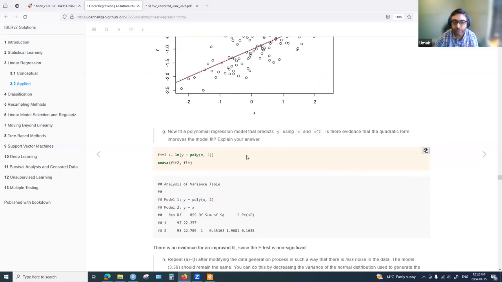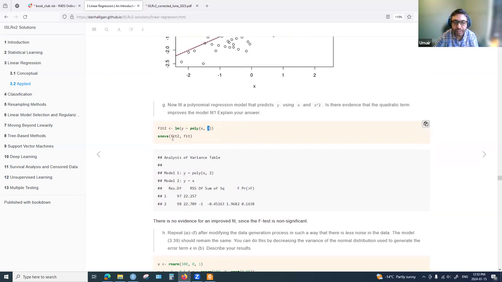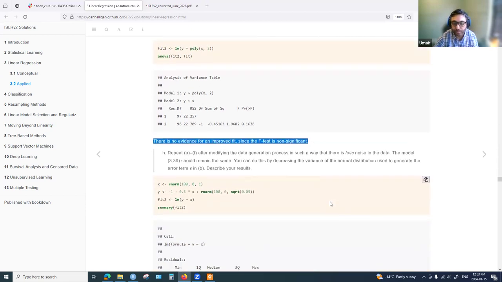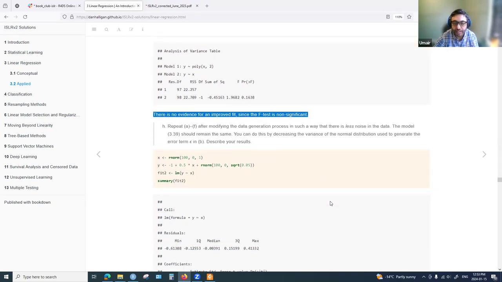Then they ask for fitting a polynomial regression model. The syntax for that is to use the function poly. So y is a function of poly, and then we provide x, and then we provide the term for the polynomial. In this case, it's 2, because it's quadratic. And then we compare the previous fit with the new fit of the quadratic regression model. We see the sum of squares is not very different. But when we look at the p-value of the F statistic, it is higher than 0.05, so there is no evidence for an improved fit. The linear model, as we know from the original data generation process, is the actual relationship.